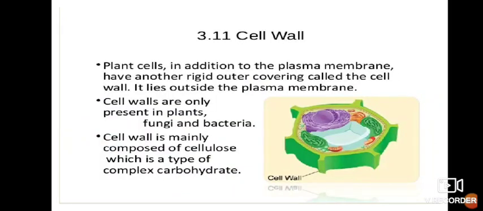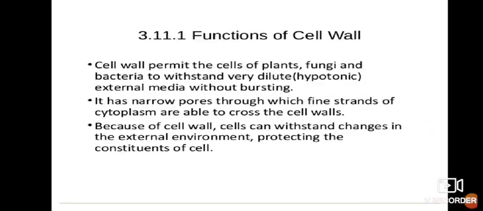Then coming to cell wall. The plant cells, in addition to plasma membrane, have one more layer called the cell wall. Now, composition of cell wall differs in plants, fungi and bacteria. The plant cell wall consists of cellulose. Functions: the cell wall permits the cells of plants and fungi to withstand hypotonic external media, and it withstands bursting.